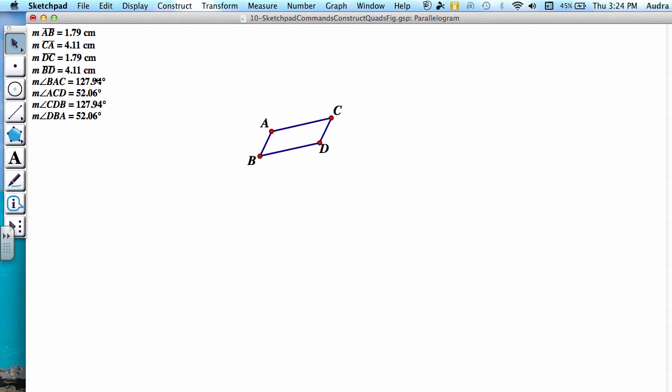And what you notice is that your two opposite angles are both 127.94 in this example. Yours are probably a little bit different. And then also these two angles are the same.